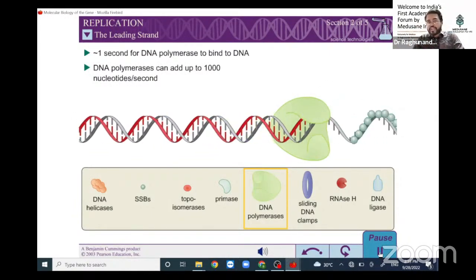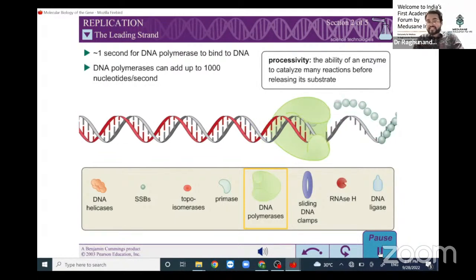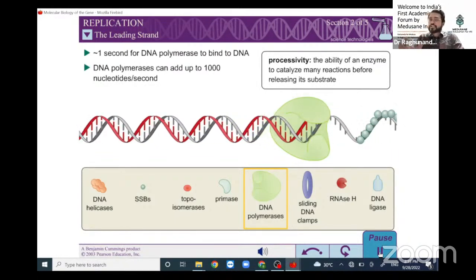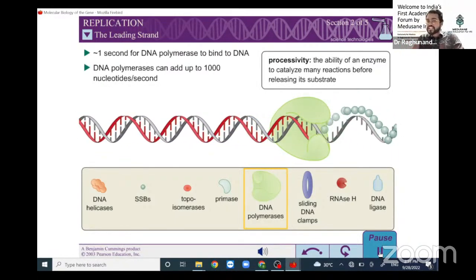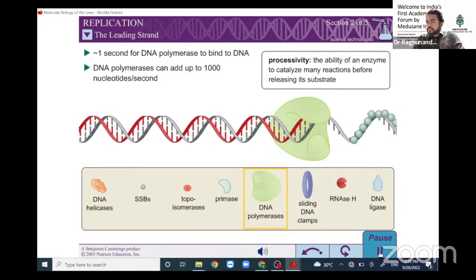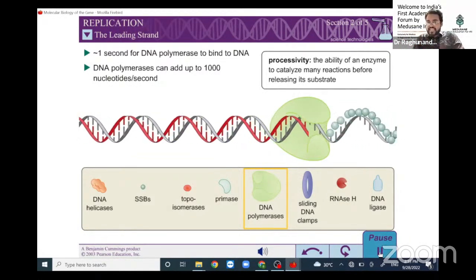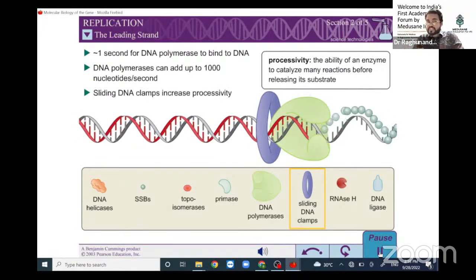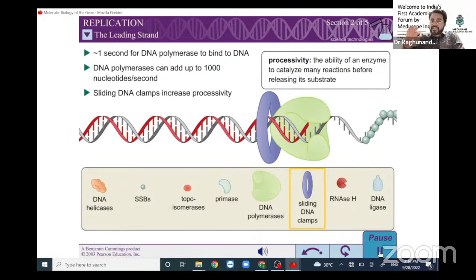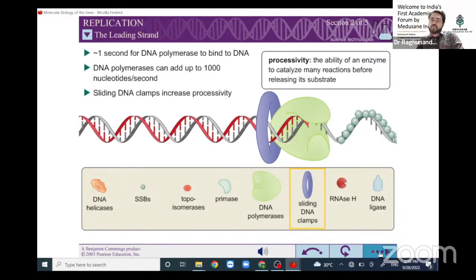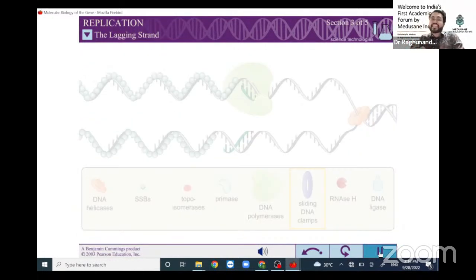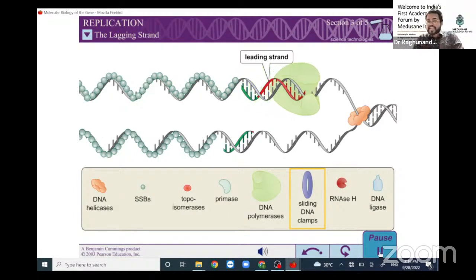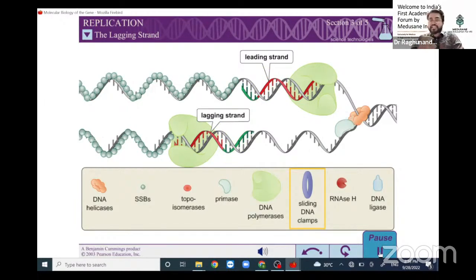But when you look into the second thing, that is the lagging strand, it is going to form Okazaki fragments. Small fragments it is going to create. But as I told you yesterday, it needs some catalyst to make sure it goes faster. That is the work of the sliding DNA clamps. The sliding DNA clamps help the DNA polymerase to create strands fast.